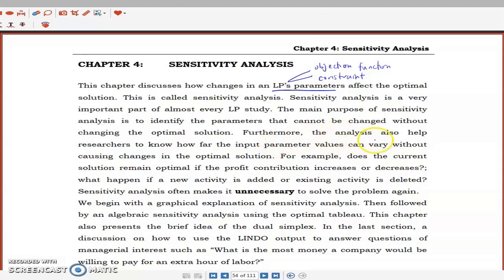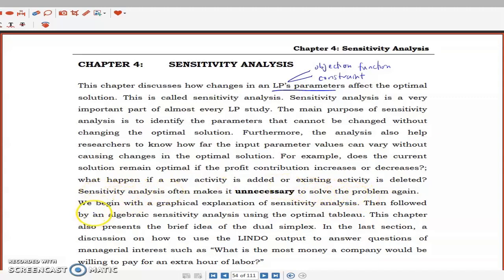Furthermore, the analysis also helps researchers to know how far the input parameter values can vary without causing changes in the optimal solution. For example, does the current solution remain optimal if the profit contribution increases or decreases? Or what happens if a new activity is added or an existing activity is deleted? Sensitivity analysis often makes it unnecessary to solve the problem again.